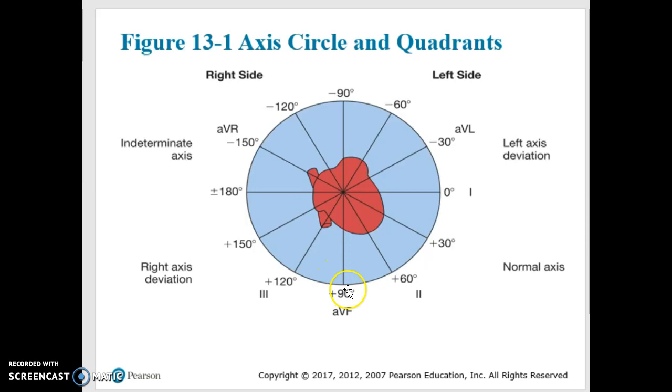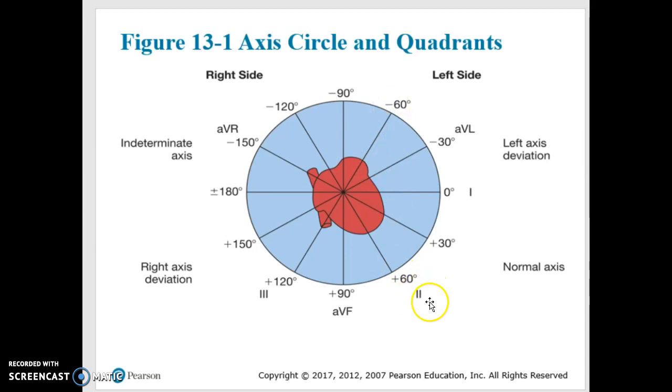So again, let's repeat. We have aVF that runs up and down. We have aVL that runs from here to here. We have aVR that goes from here to here. Then we have lead 1. We have lead 2. And we have lead 3.